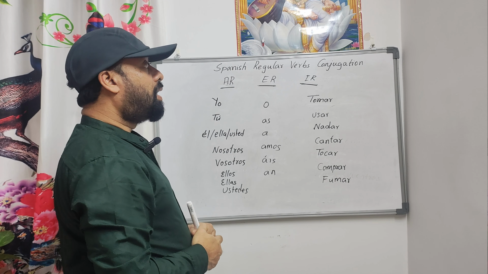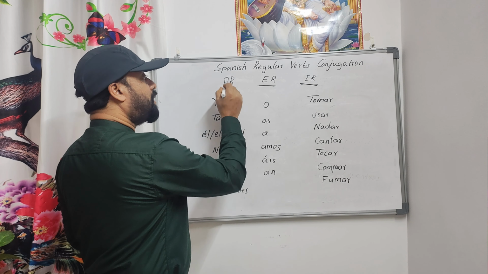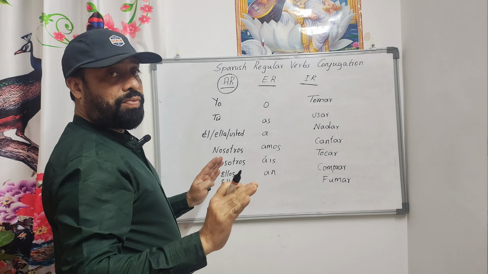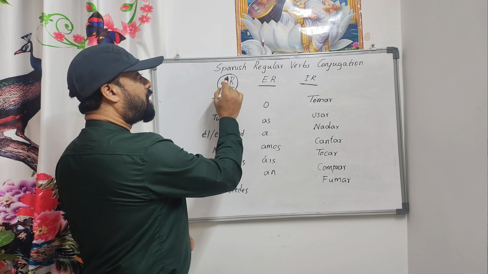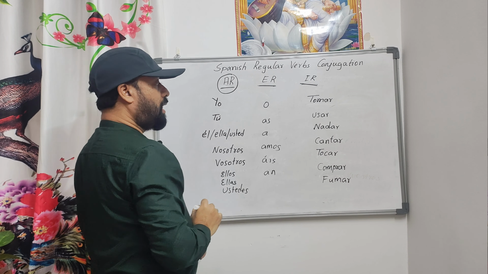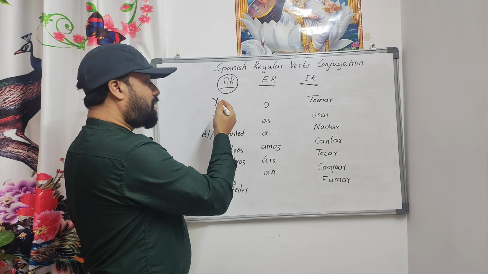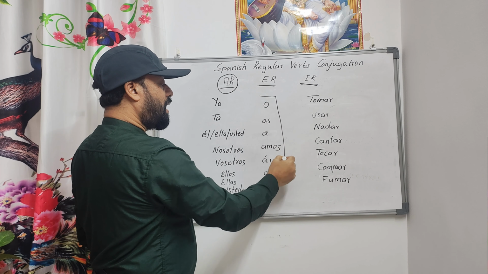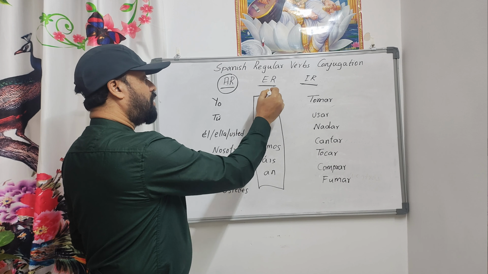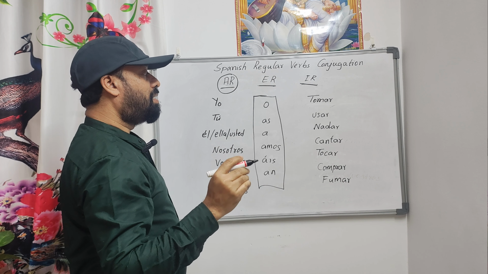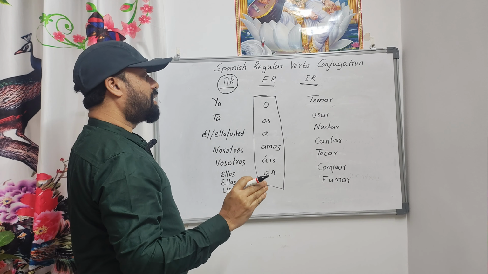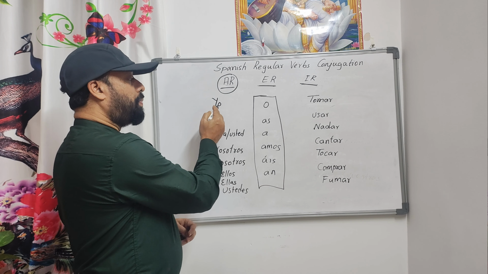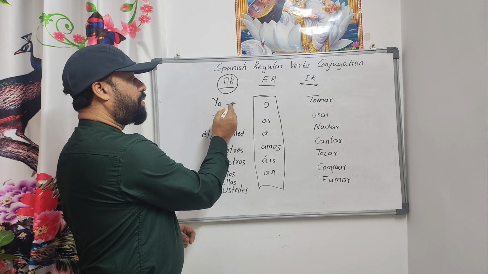But today we're going to learn how to conjugate the AR ending verbs, of course for regular verbs. Here is Spanish regular verb conjugation. As per the subject pronouns we have a few endings, and you have to remember these forever, as long as you speak in the present tense. Our first subject pronoun is yo.